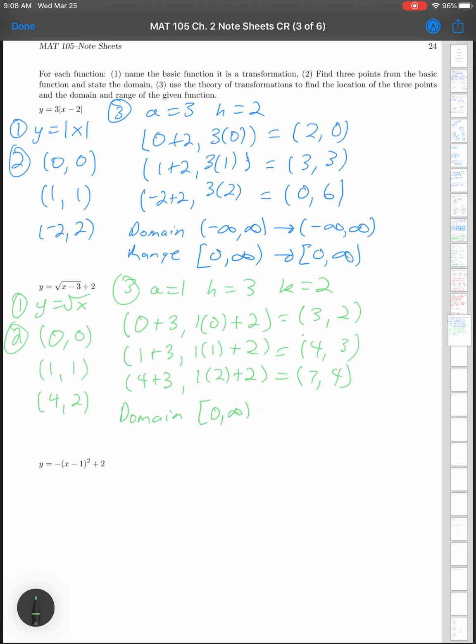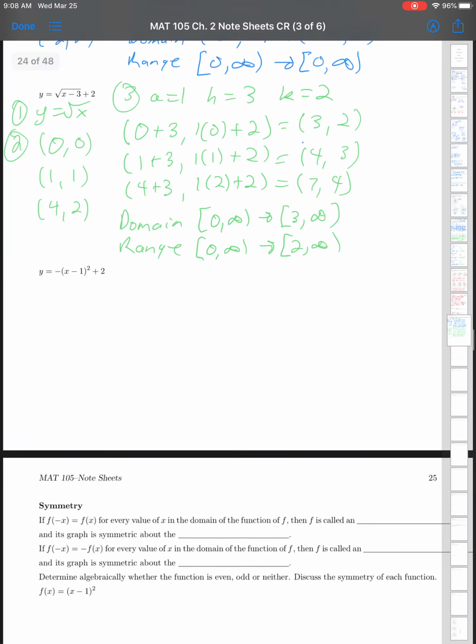And so now for the domain, we start with 0 to infinity, and we add 3 to the endpoint, so that becomes 3 to infinity. And for the range, we started with 0 to infinity, and we add 2 to the endpoint, so that gives me 2 to infinity.